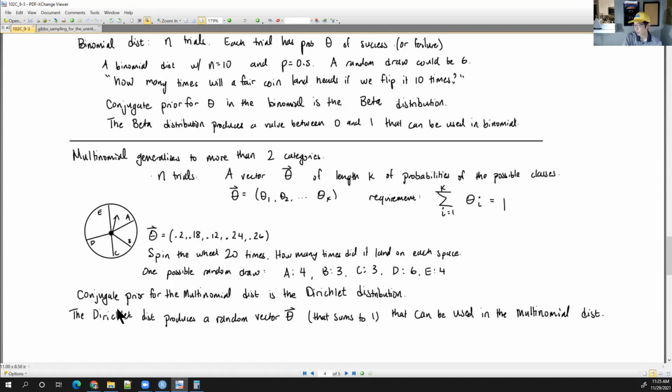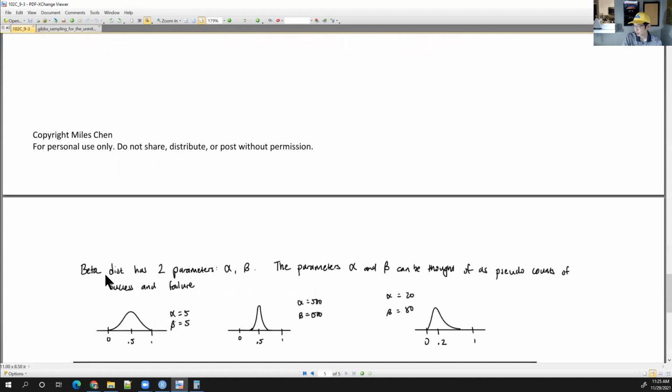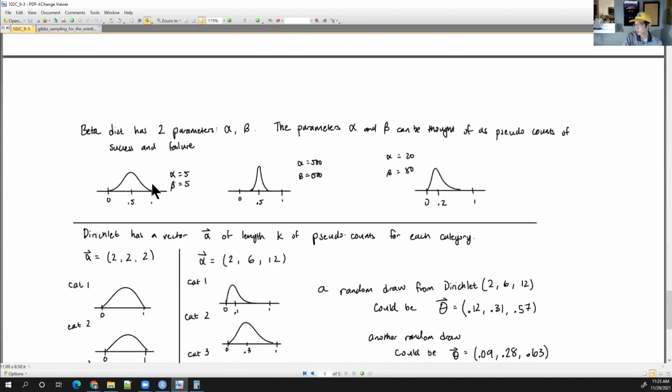All right, so if you think about the beta distribution, it always produced a value between 0 and 1. So if you had a beta distribution, say alpha equals 5, beta equals 5, it looked kind of like this. With alpha 500 and beta 500, still centered at 0.5, but it was a lot more sharp and pointy at 0.5. And if you had alpha 20 and beta equal to 80, it'd be centered around 0.2.